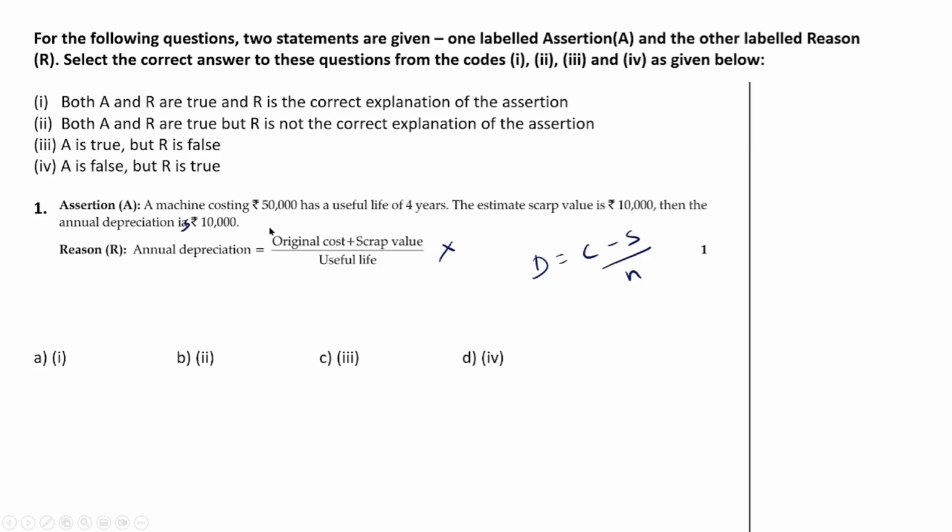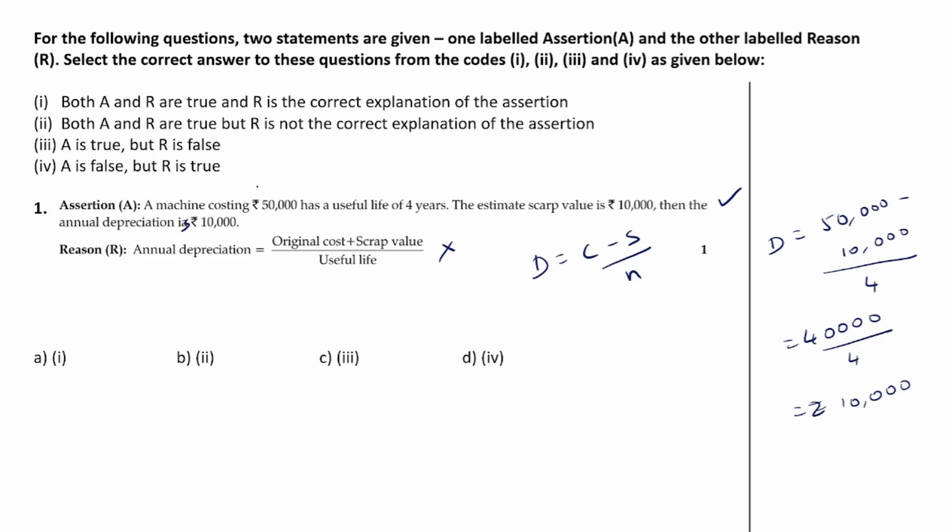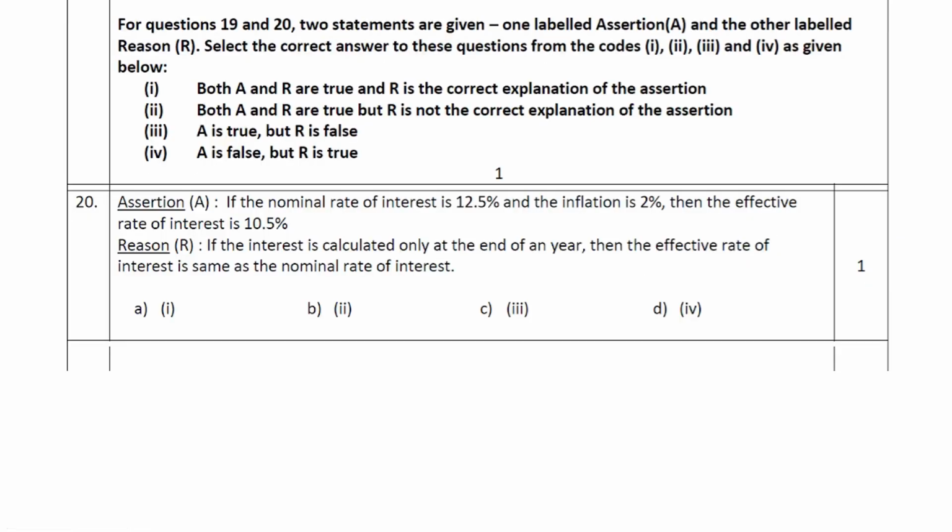Anyway, let us check whether the assertion is true or not. So we have depreciation as cost 50,000 minus scrap value 10,000 upon useful life 4 years. So it is 40,000 by 4, which is rupees 10,000. So the assertion is true. So the correct option is option C. A is true but R is false. Moving on.